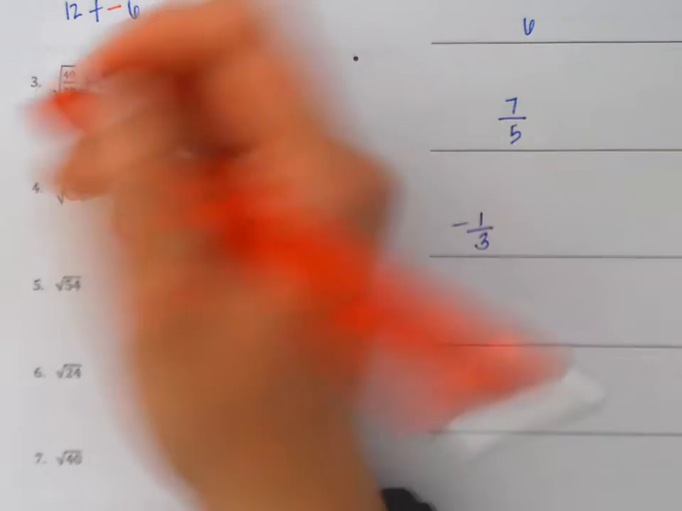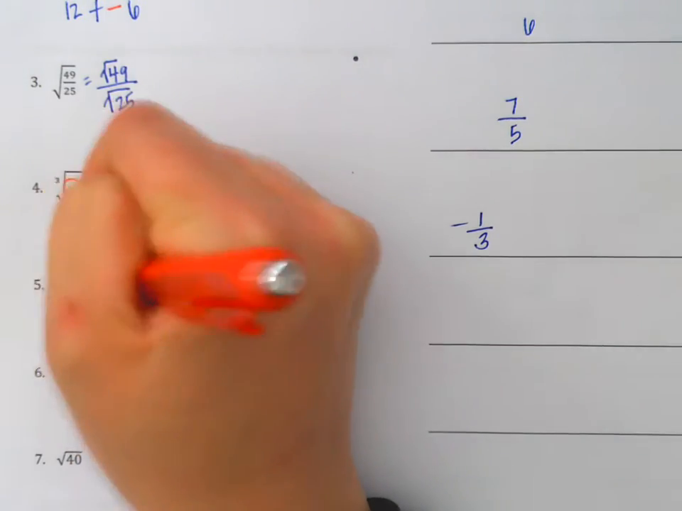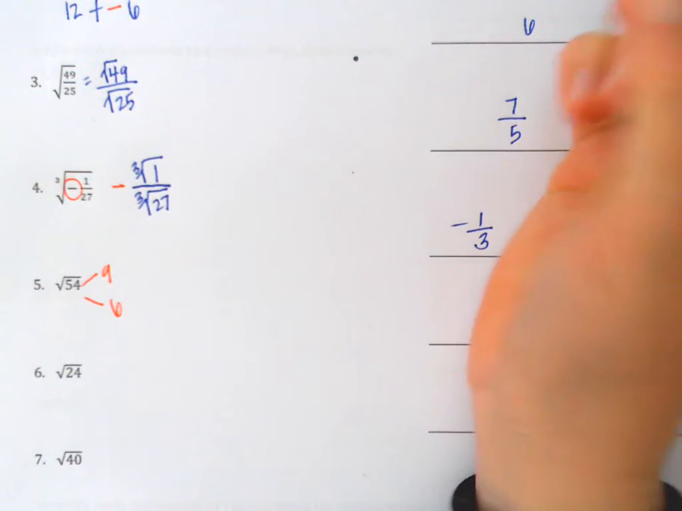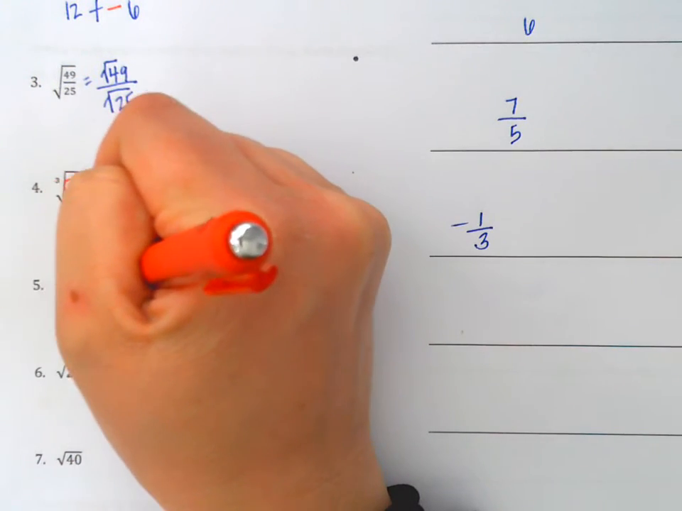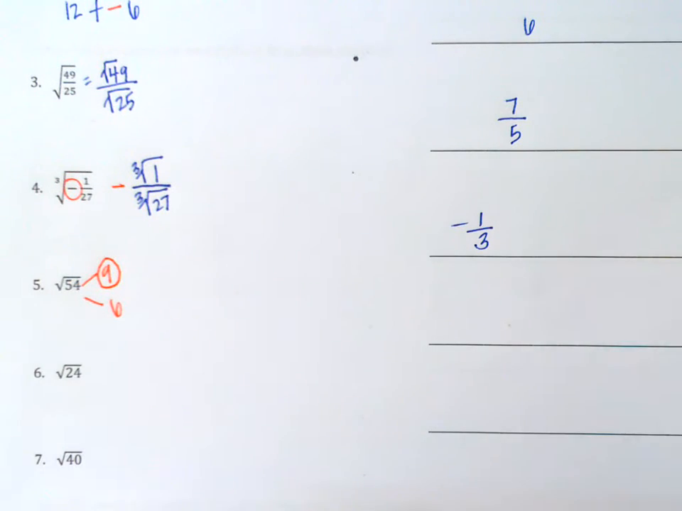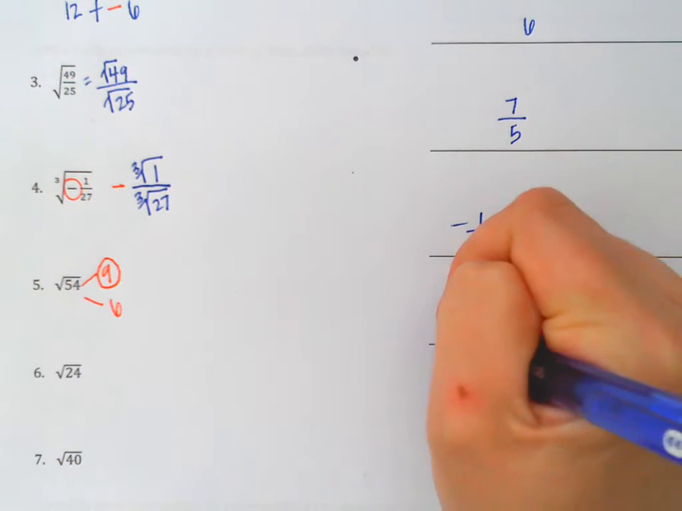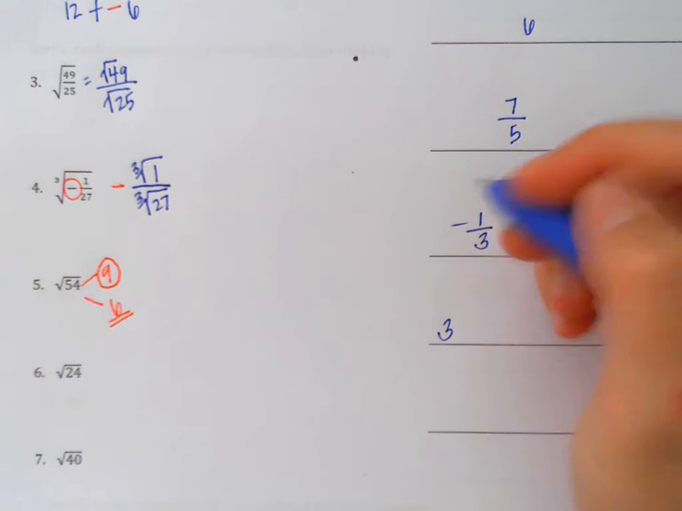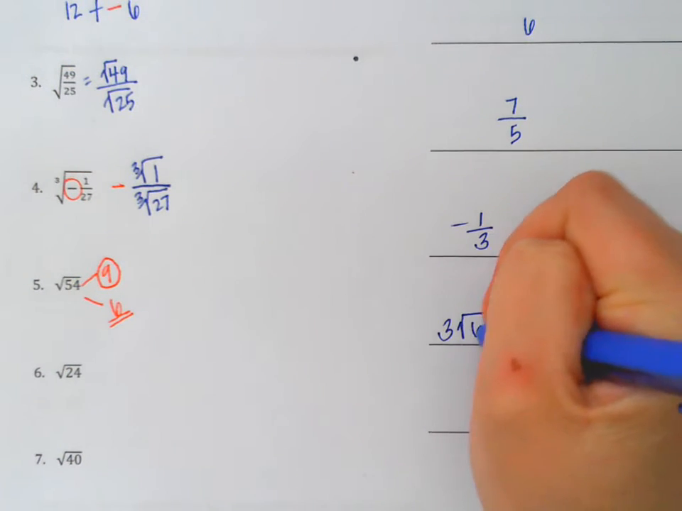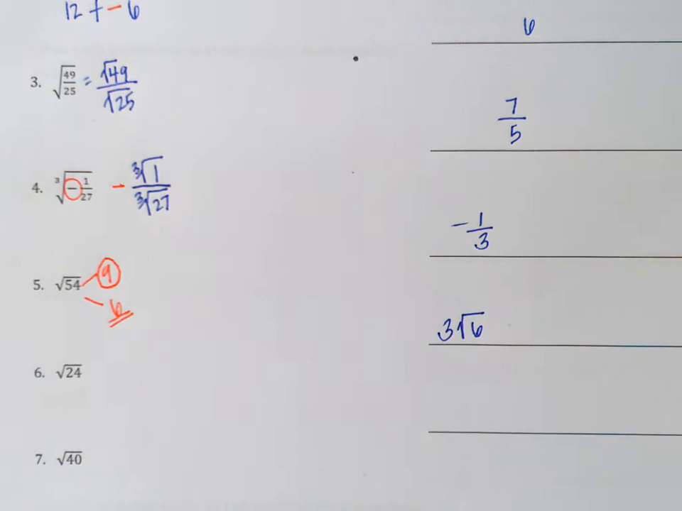So 54 we know, okay, is 9 times 6. And then I think, okay, what's the square root of 9? I know the square root of 9. That's going to come out to be 3. And then 6, we can't simplify that any further. There's no pairs within 6. So we leave it within the square root. So 3 rad 6 is my final answer.